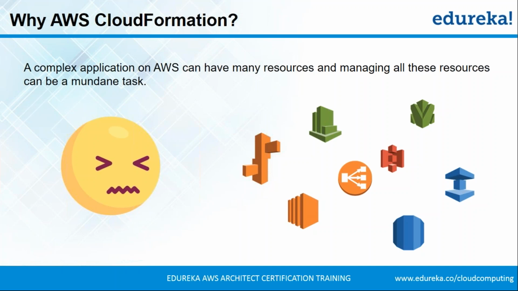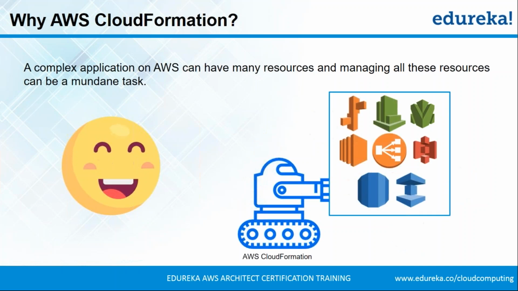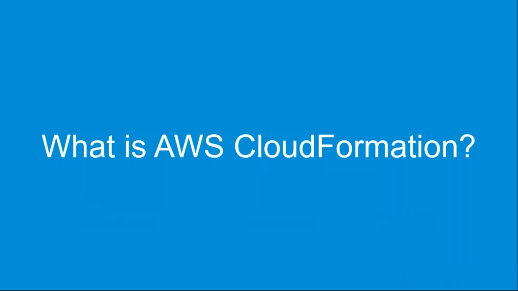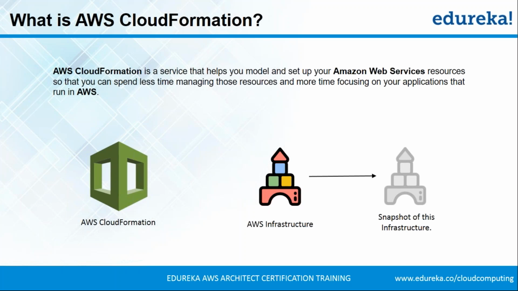you have a service? Yes, you got that right. You have a service called AWS CloudFormation. Using AWS CloudFormation, you can manage, create and provision all these resources at a single place. Now, this is what CloudFormation does. But what is CloudFormation exactly? CloudFormation is basically a service which helps you model and set up your AWS resources so that you can spend more time on your application rather than setting up and provisioning these resources. So basically it's a tool using which you can create your applications quickly.